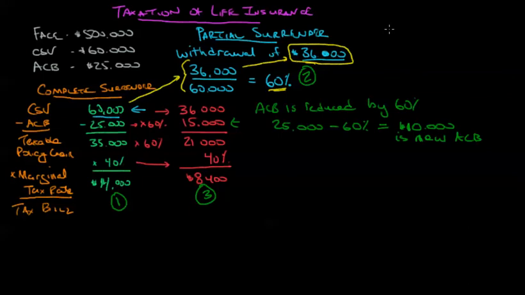So I hope this helps to understand the taxation of a partial surrender of a life insurance policy. This is a place where people tend to struggle a fair bit. I hope that my method here makes it as easy as possible to understand.